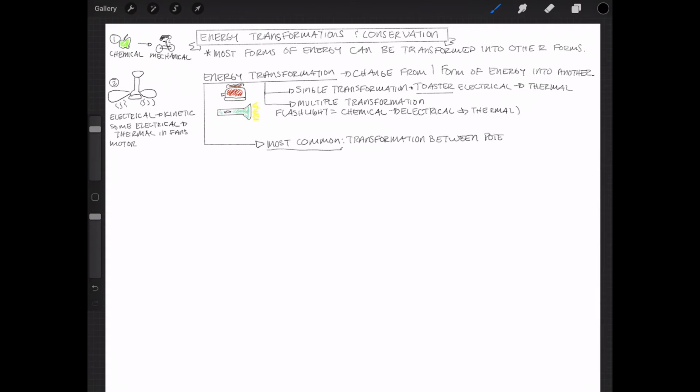Potential and kinetic. Potential, kinetic. Remember, potential energy is due to an object's position or shape. And what's kinetic again? Kinetic energy is the energy an object has due to its motion.